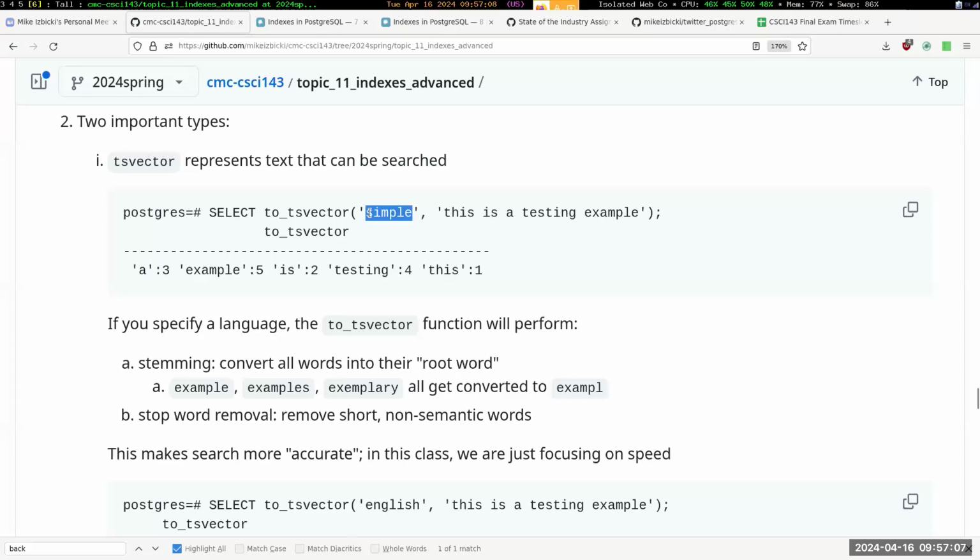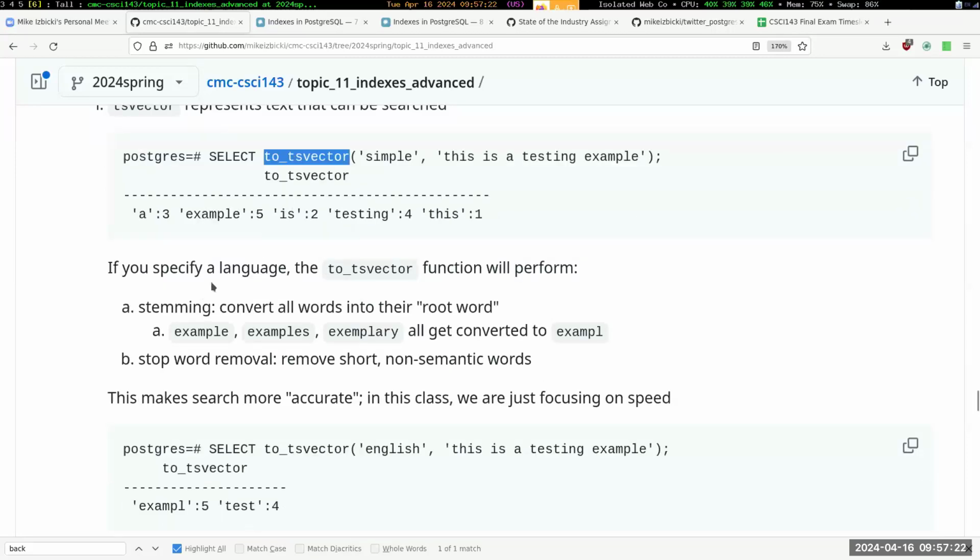In most cases, you won't use this simple language right here that does no language processing, and instead you'll specify what language you want to do the processing with. And this function right here will perform two types of linguistic operations. The first one is called stemming, and in stemming you convert all of these words into somehow what the root word for that word is.